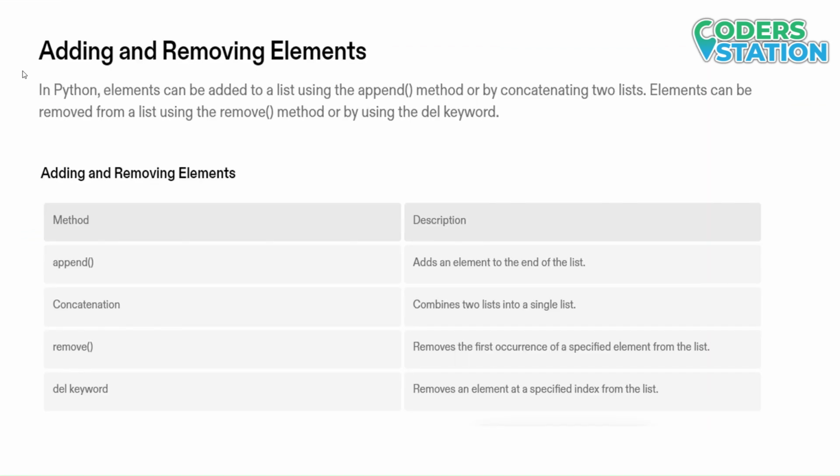So, adding or removing elements from a list. In Python, elements can be added to a list by using the append method or by concatenating two lists, and also the insert keyword is used for adding elements in the list. Similarly, elements can be removed from a list using the remove method or using the del keyword. So now we will understand in a clearer way by coding, or I'll give you an example of how it is actually done.